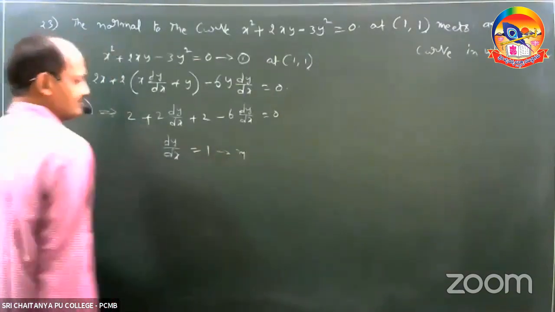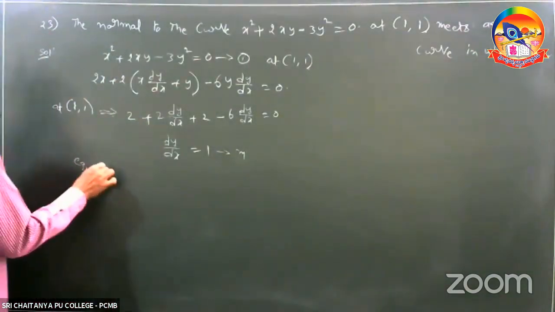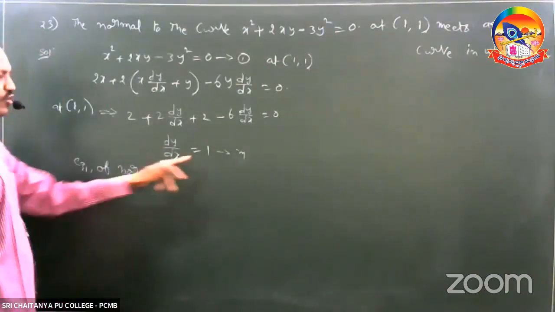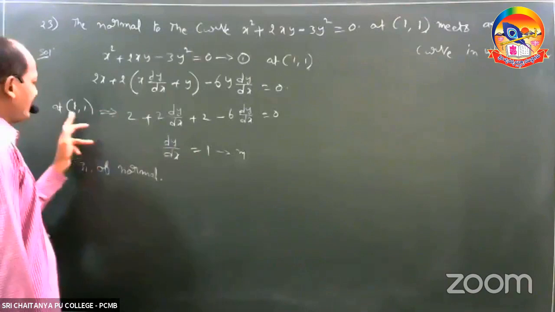It is the slope. So the equation of normal: here the slope is 1 and the point is x1, y1.